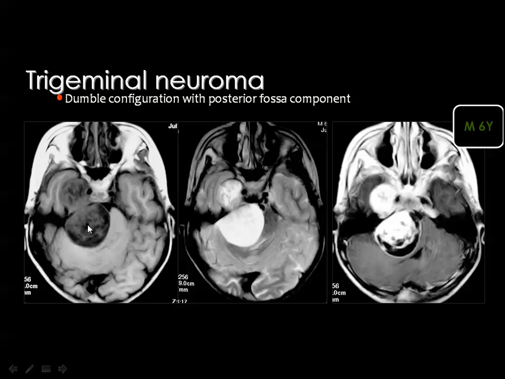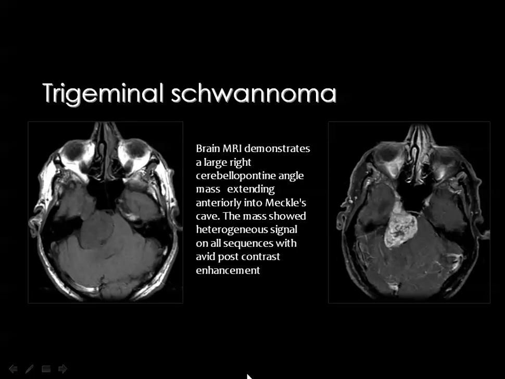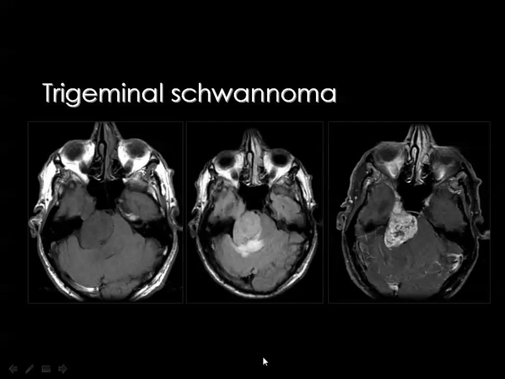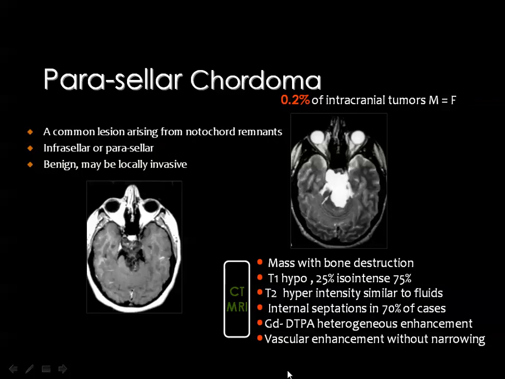And this is a lesion which has a dumbbell configuration, low signal in the T1, high signal in the T2, and a heterogeneous post-contrast enhancement, diagnostic of trigeminal schwannoma. And this axial image will show the normal Gasserian ganglion on the left side. The Gasserian ganglion is involved by the mass on the right side, which has two components, one in the cerebellopontine angle and one in the parasellar area. Then this also shows the free Gasserian ganglion on the left side and the involved ganglion on the right side.